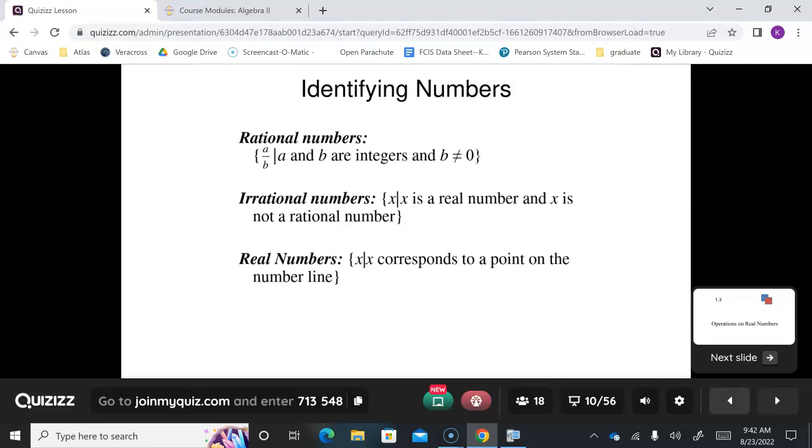Ratio is just a fancy word for what? Fraction. Okay? A ratio is just a fancy word for a fraction. Can I write this number as a fraction? If it can be written as a fraction, we don't have to write it as a fraction, but if it has the ability to be written as a fraction, then it satisfies as a rational number. The only caveat is that we have to make sure that our denominator does not equal 0.